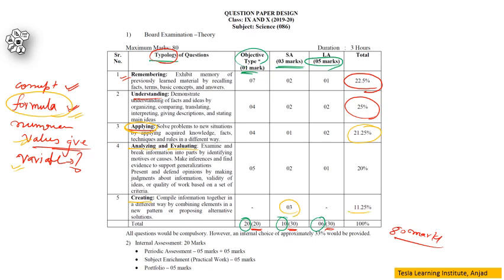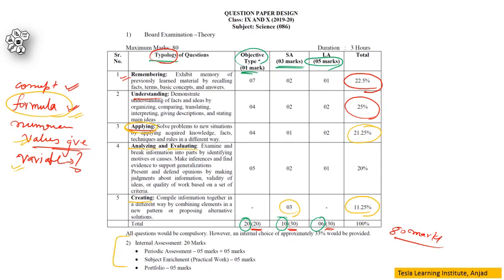That is 9 marks, that is 11.25% questions, and they will come by combining different concepts together. Okay, so these kinds of questions we'll discuss whenever we solve questions. We'll discuss how we solve all kinds of questions here.